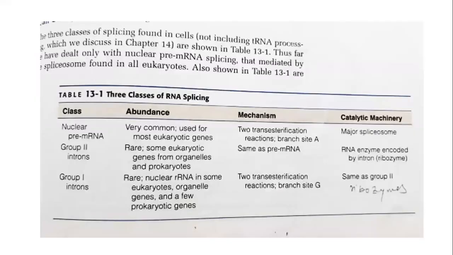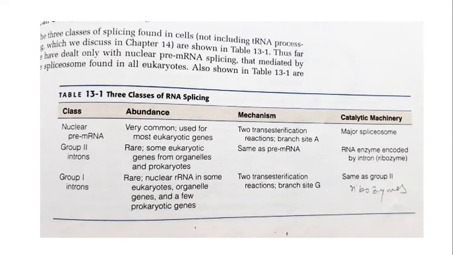There are three classes of RNA splicing. One is nuclear pre-mRNA splicing, which is very common and used for most eukaryotic genes. The trans-esterification reactions happen at the branch point site, and the catalytic machinery is the spliceosome.